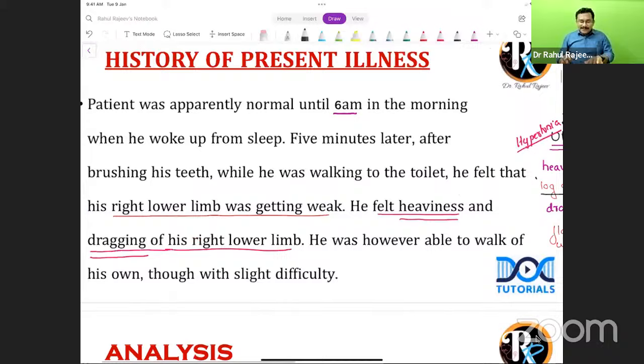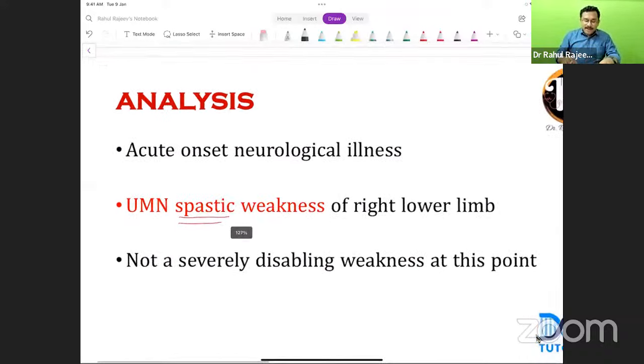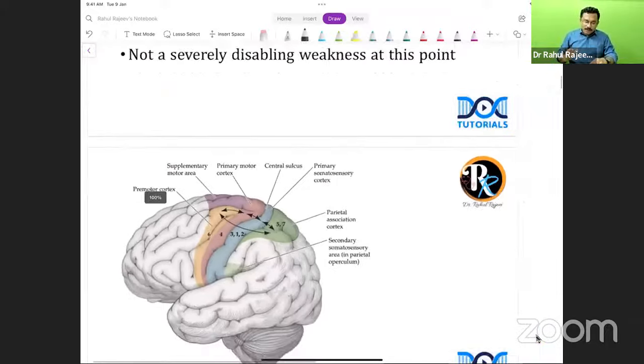Now, look at the last sentence. He was, however, able to walk on his own, though with slight difficulty, which means at this point I understood that the patient is not having a severely disabling weakness. At this point. So we'll see the rest of the history, but this is my analysis based on these symptoms. Right. Fantastic. Let's move forward.